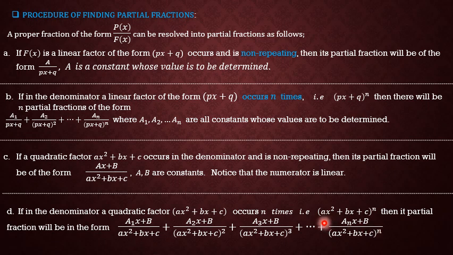So if you were asked, let me say, this factor here occurs 2 times, that actually means that n is 2. And if n is 2, you end here, you don't go beyond this 2. If n is 3, you end here. And if n is 4, you end where your next value will be a4x plus b divided by ax squared plus bx plus c all to the power 4. So that is it.